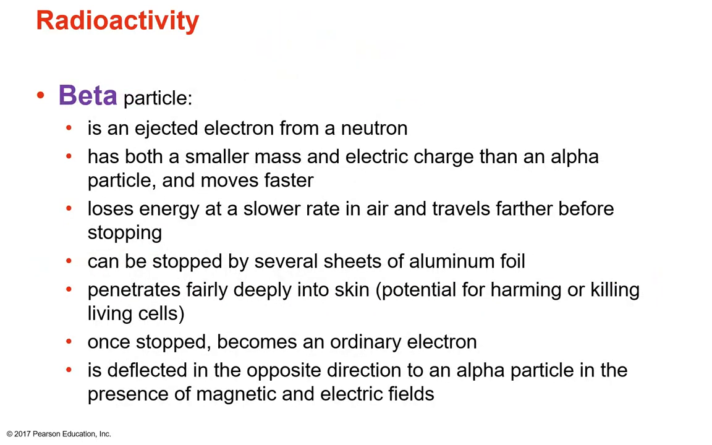Okay. So beta particles, they're ejected from a neutron because there's no beta particles in the nucleus like we talked about. They are just electrons, and they lose energy at a slower rate, so they travel farther and they're harder to stop. So they penetrate fairly deeply into the skin, so they're much more dangerous to us. And once you slow them down enough, they're just ordinary electrons. There's no difference in one electron and another.